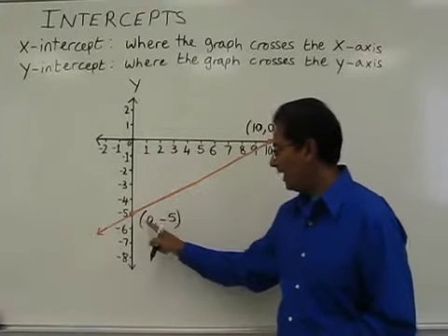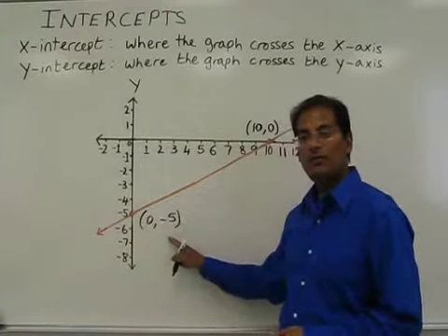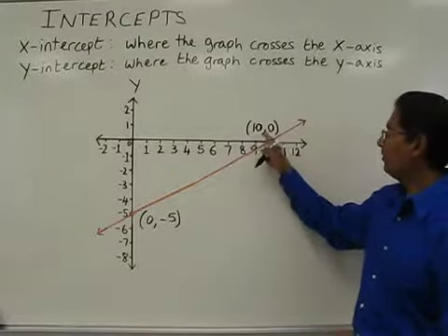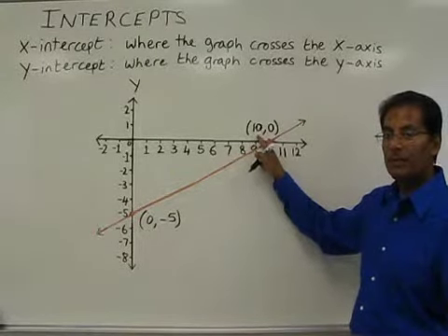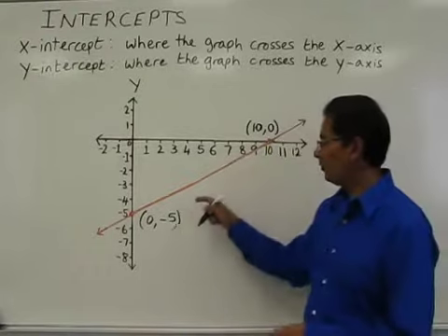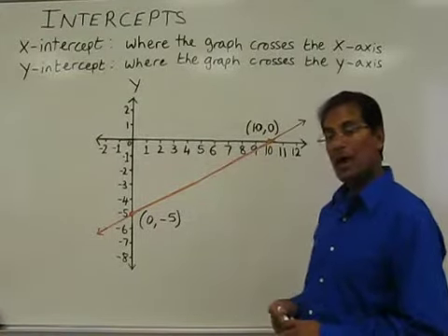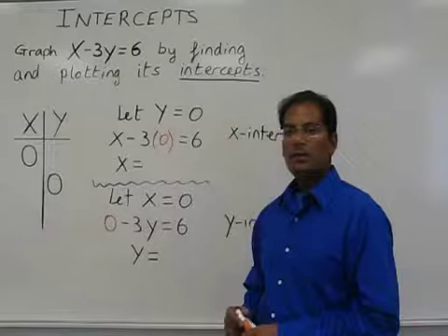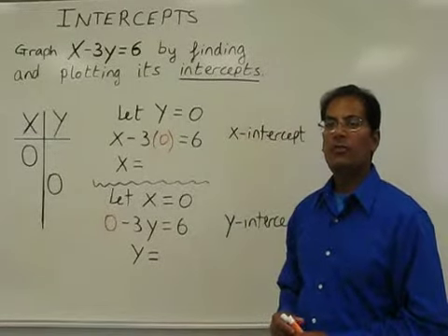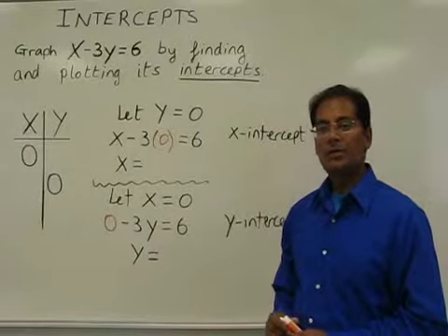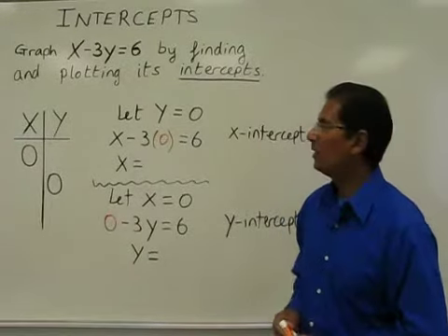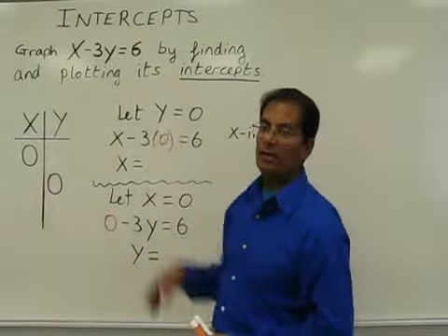Notice, when x is 0, we get the y-intercept. And when y is 0, we get the x-intercept. Now, intercepts are nice because we can actually use intercepts to draw the graph of a straight line. Let's graph a linear equation using the intercept method. In other words, let's find the x and y intercepts for this equation and then plot the graph.